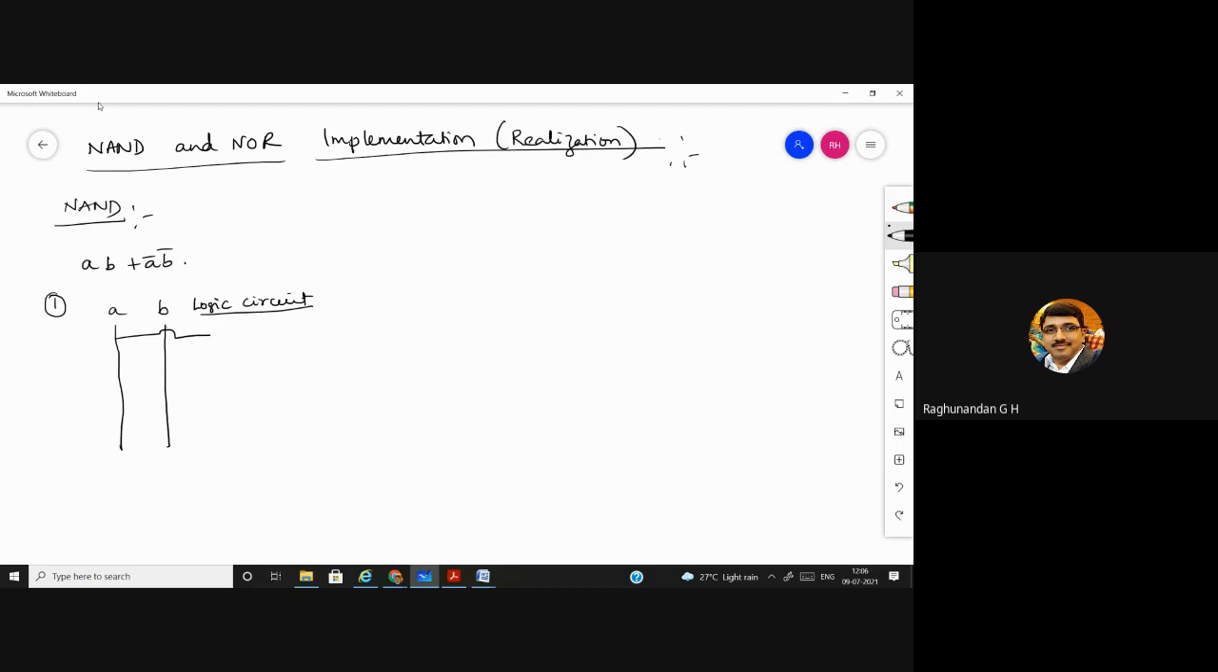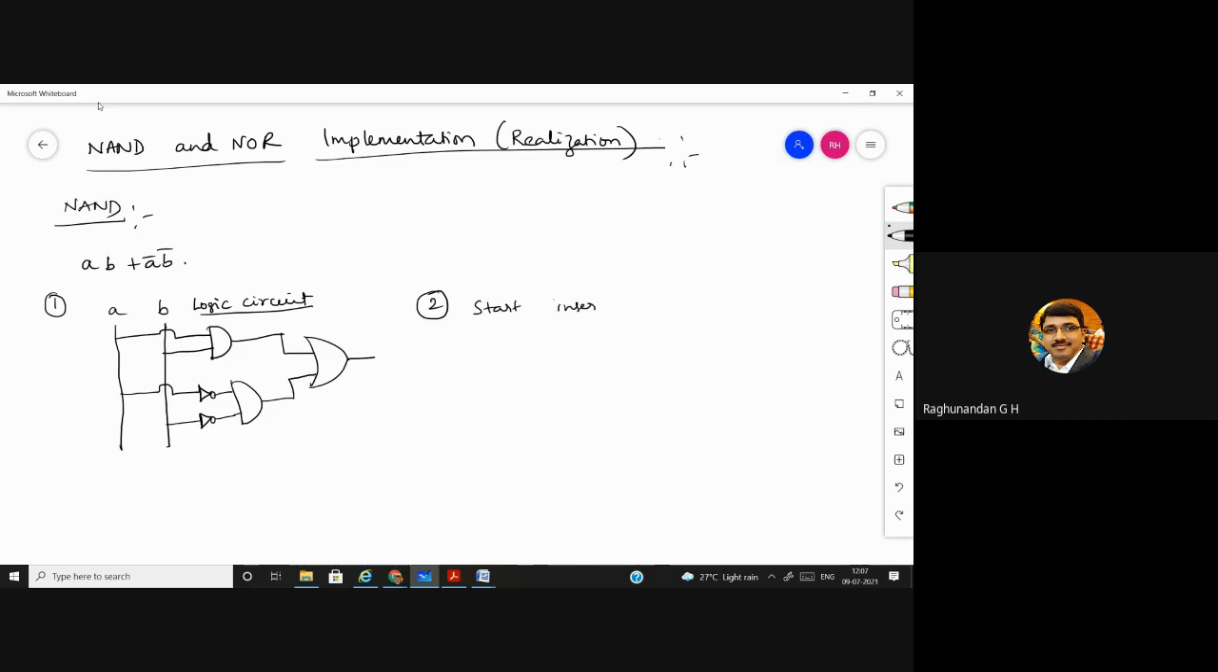So initially we use the basic gates and write the logic circuit. For A and B, we have an AND gate, and for A bar, B bar, we pass the inputs through NOT gates to get the complement, and after that we have an AND gate. Then we have an OR gate. So this is the first step. After this, the next step is to start inserting NOT gates.